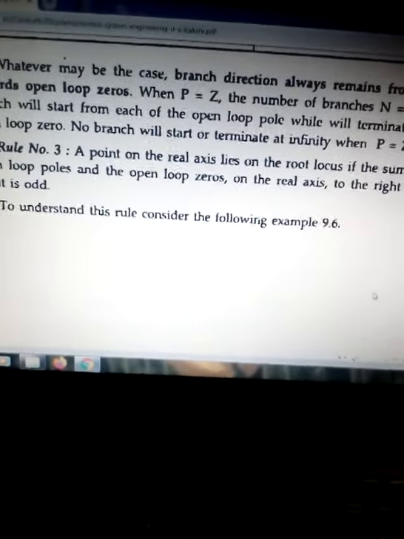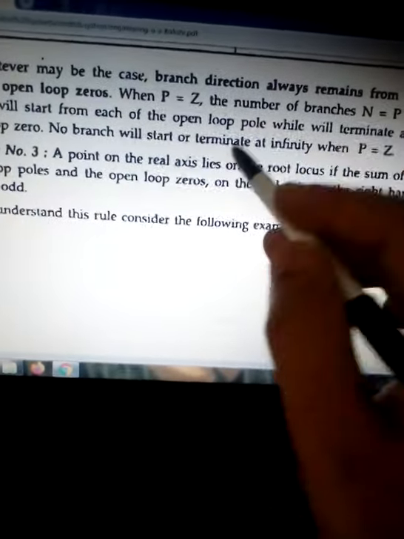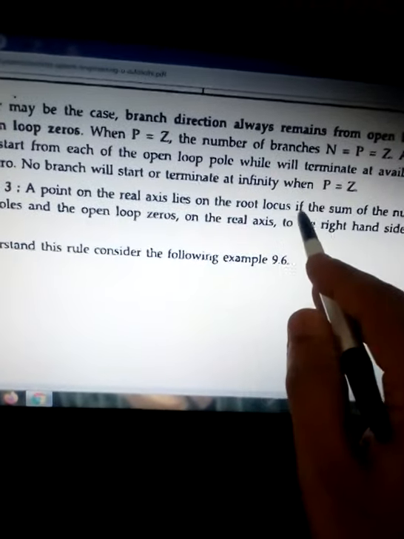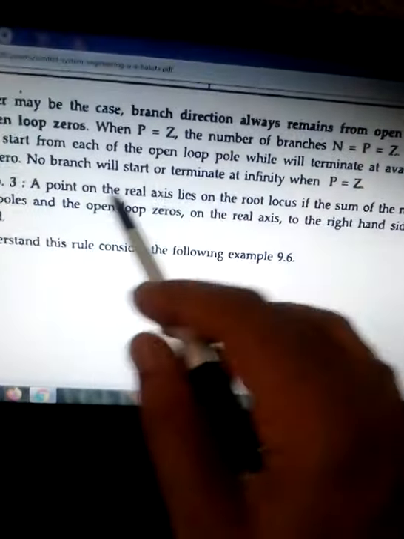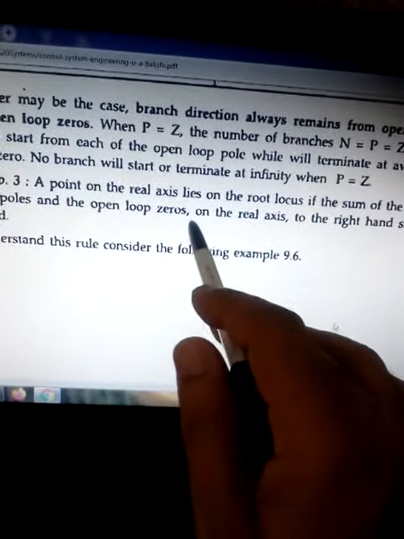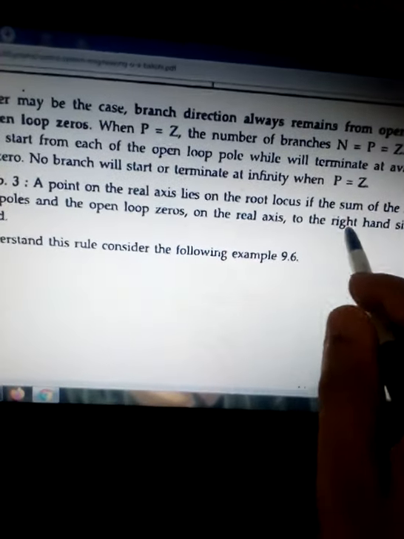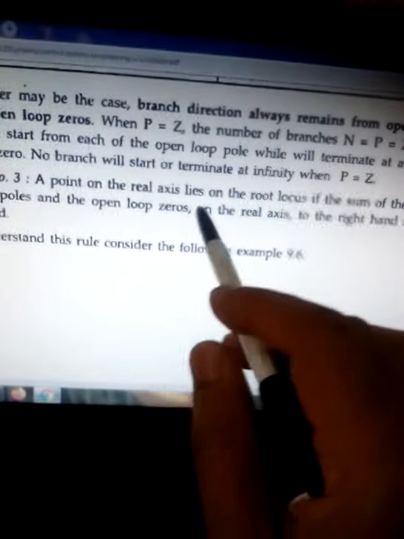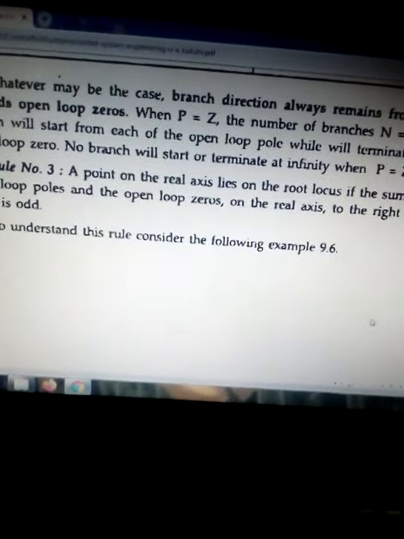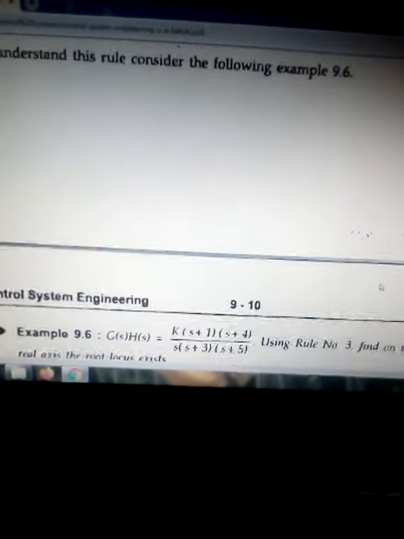So next is rule number 3. A point on the real axis lies on the root locus if the sum of the number of open loop poles and zeros on the real axis to the right hand side of this point is odd. So we'll check this with one example.